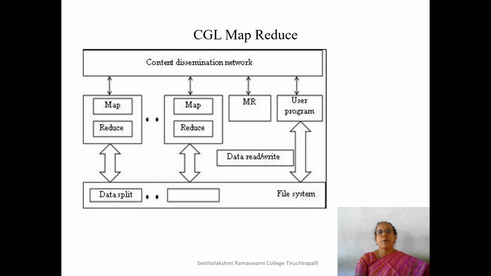This is the CGL map reduce diagram, in which you have a network which is a content dissemination network, and we have a map reduce function, an MR driver, and a user program. In this map reduce function, the data are split. Next we have the data read write, and we have the file system.